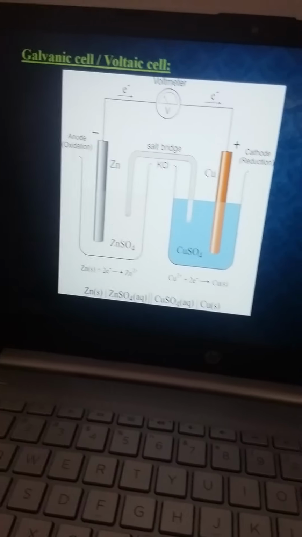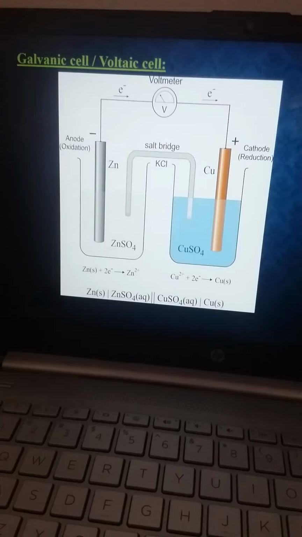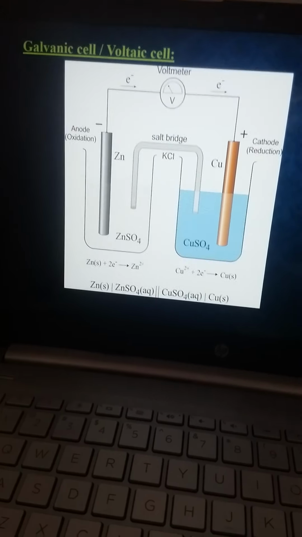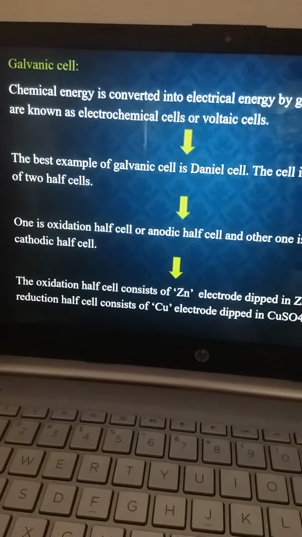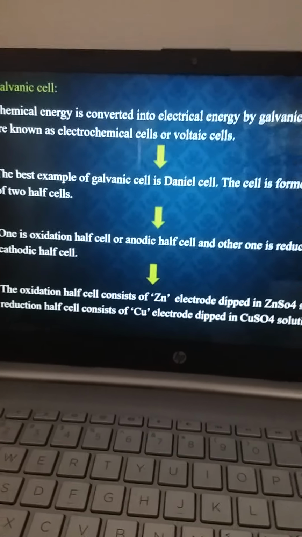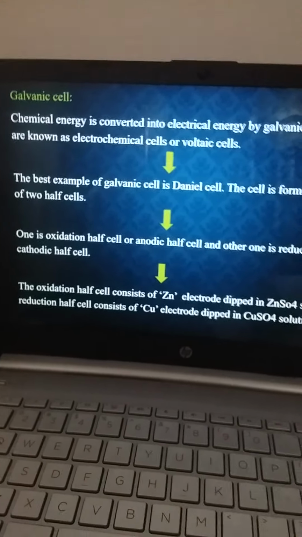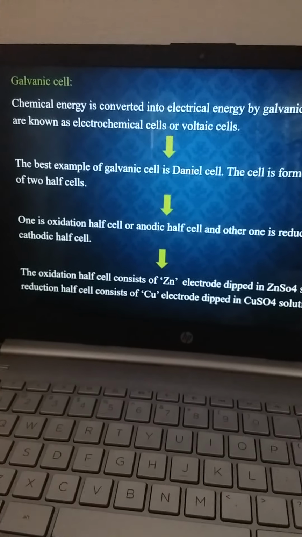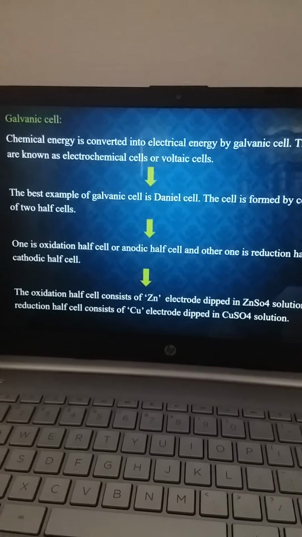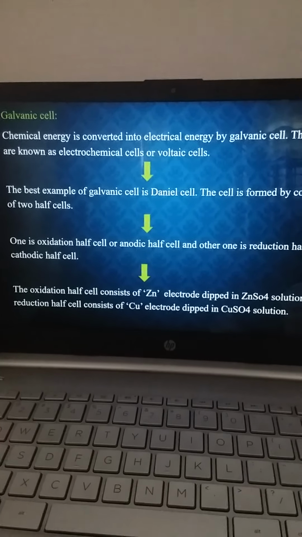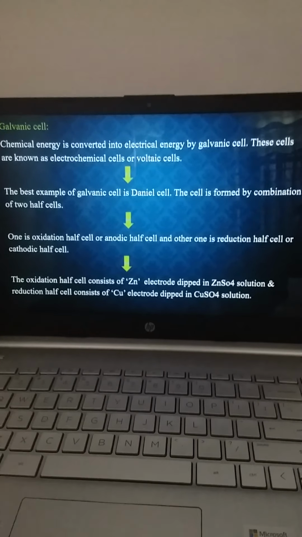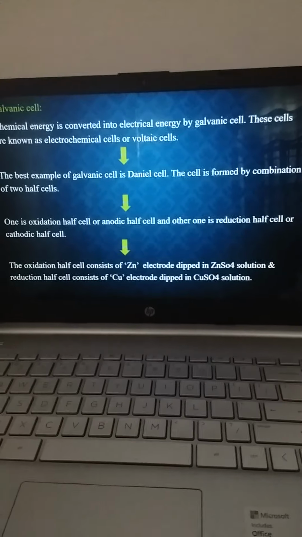Next you will see a galvanic cell. This is a picture of a galvanic cell. Another name for the galvanic cell is voltaic cell. This galvanic cell converts chemical energy into electrical energy. So this cell is known as an electrochemical cell or voltaic cell. The best example of a galvanic cell is the Daniell cell.